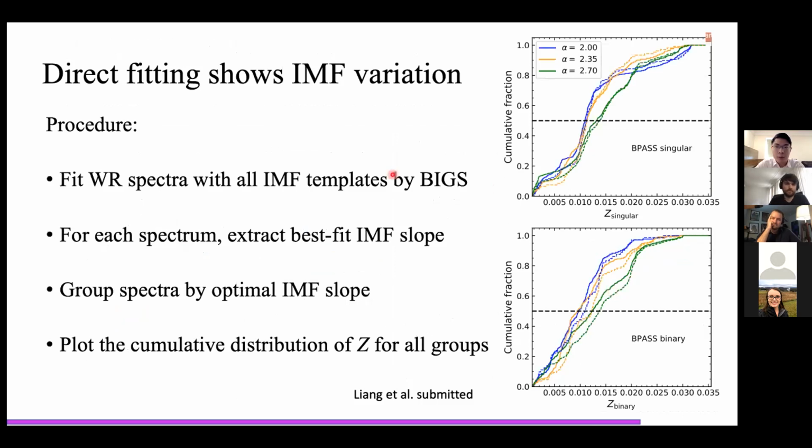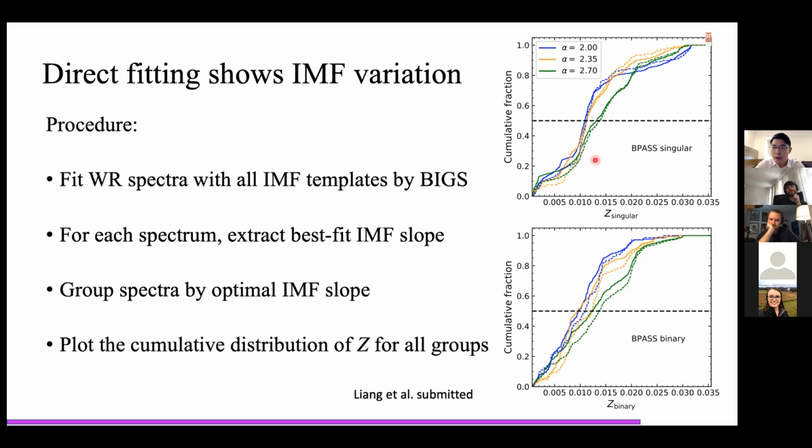Let me briefly repeat the procedure used. We directly fit our spectra with all IMF templates with different combinations of IMF inputs. Then for each spectrum, among those different fittings, we can extract a best fit based on Bayesian evidence. So we can know the best fit IMF slope for each spectrum. And then we group the spectra by their optimal IMF slopes. As you can see, we group them into 3 subgroups. And then finally, we plot the cumulative distribution of their metallicity.